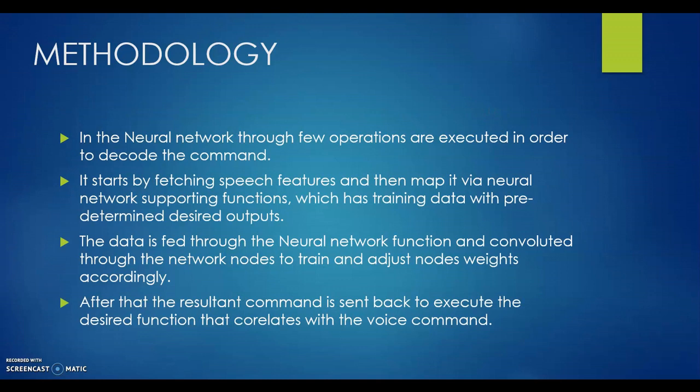In a neural network, two operations are executed in order to decode the command. We start by fetching the speech feature and then map it via the neural network supporting function, which has training data that predetermines the desired output. The data is fed through the neural network function and convolved through the network nodes to train and adjust node weights accordingly. After that, the resultant command is sent back to execute the desired function that correlates with the voice command.